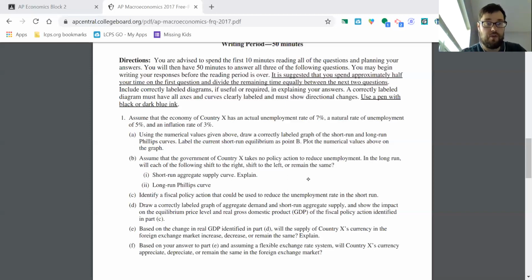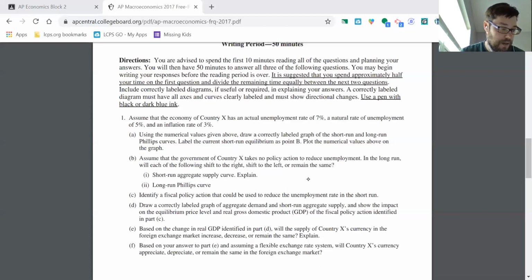Okay, so, you know, we can tell from this graph, we don't need to show this, but if the economy were to be back on the long run Phillips curve, right, at full employment, where the unemployment rate would equal the NRU, which is 5, then the inflation rate would be something higher than 3. We don't know how much higher, but we can tell that much. Okay, so that is part A. That's our Phillips curve graph.